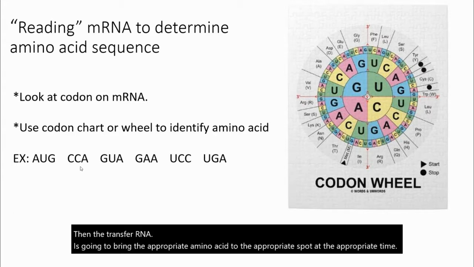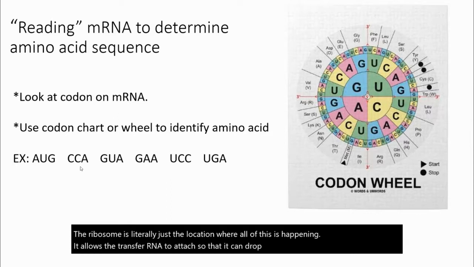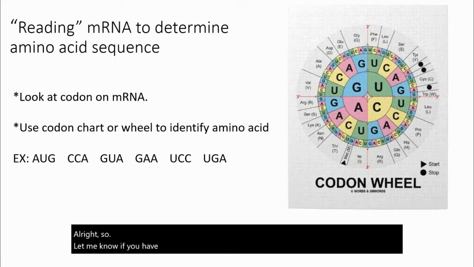Then the transfer RNA is going to bring the appropriate amino acid to the appropriate spot at the appropriate time. The ribosome is literally just the location where all of this is happening. It allows the transfer RNA to attach so that it can drop off its amino acid, attach its amino acid to the others, and then leave. So that tRNA can go and find a new amino acid to hold on to. All right, so let me know if you have any questions about these key players.